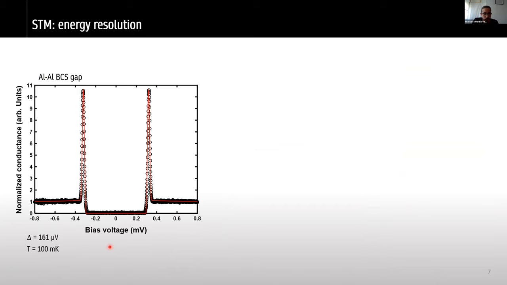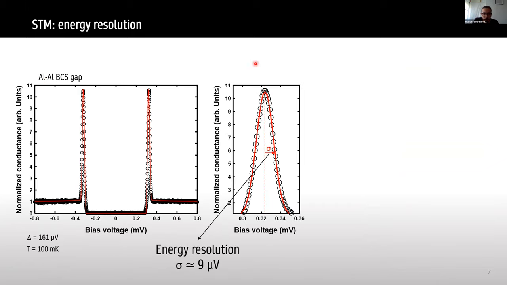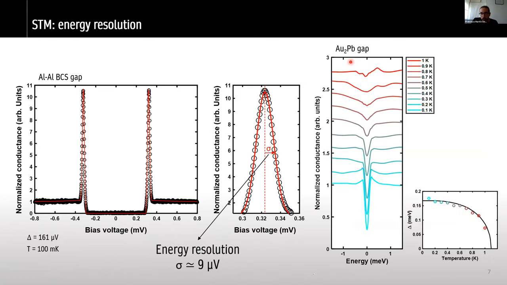And this curve was taken at 100 millikelvin. From the width of this peak, we extract a value for the energy resolution of around 9 microvolts, which is quite nice and allows us to study a wide variety of different materials. For instance, we have recently measured the superconducting gap in gold-lead. That is a superconductor that might present topological properties, and it shows a rather small gap of around 200 microvolts at 100 millikelvin.